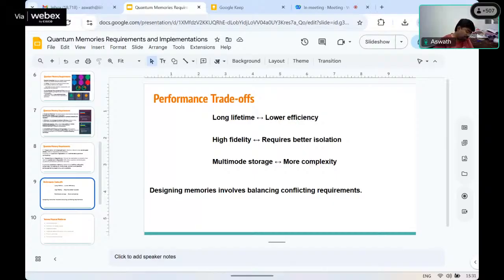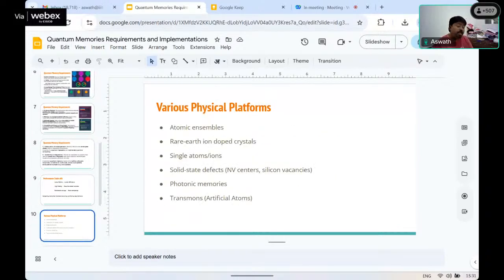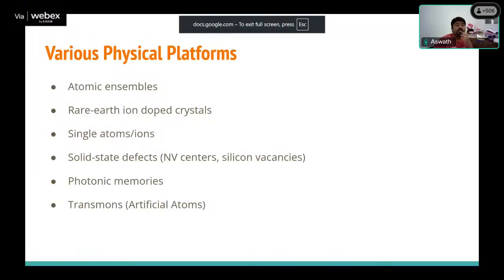Okay, so let's see what are the various physical platforms one can use to realize quantum memories. I've listed here more or less all the existing memories. One is something called atomic ensembles. It's like a collection of various atoms, people call it atomic vapor. Rubidium and cesium are the main atoms which were taken to realize these atomic ensembles. And the next one is called rare earth ion doped crystals.